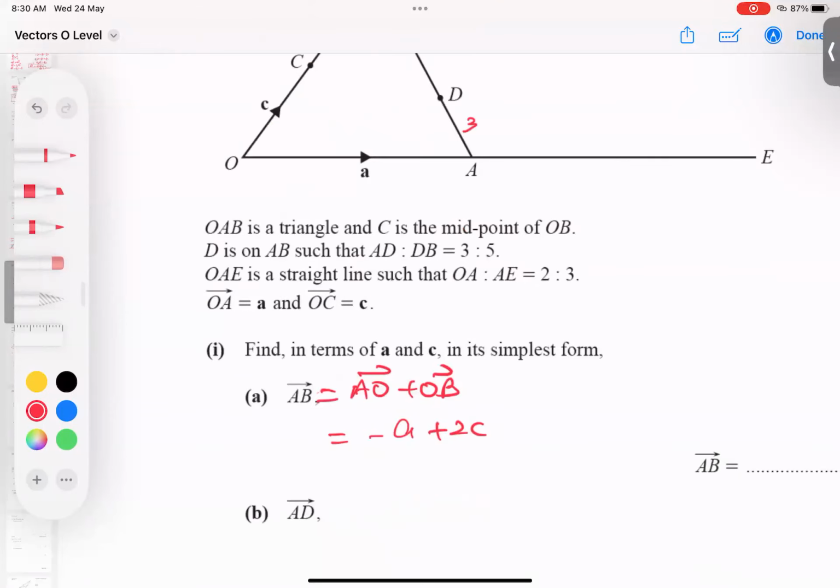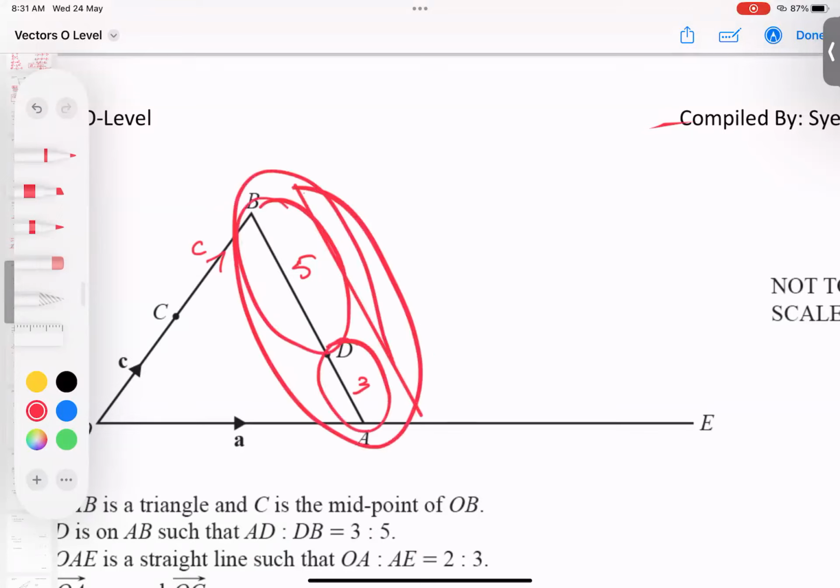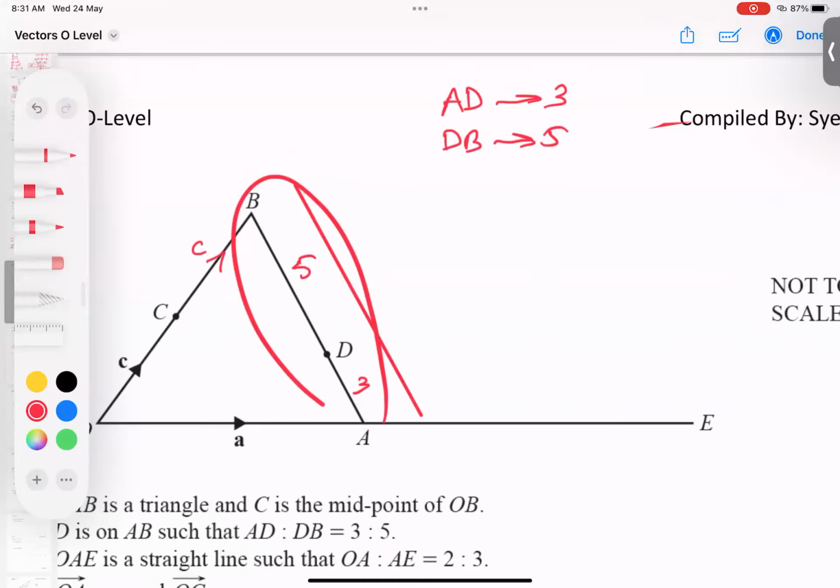Now the next part is asking for AD. So AD is this one. When I'm looking for this vector, what is the best technique to do this kind of question? Actually, on this path, we have 3 vectors: call AD number 2, BD number 2, and AB number 3. So I write all 3. AD is 3 ratio, DB is 5 ratio, and total AB is 8 ratio.